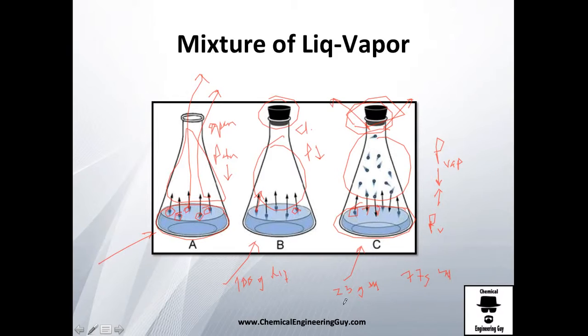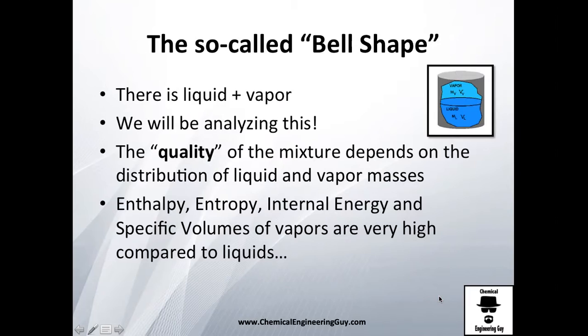So what is exactly this? You're going to find out that this is 23% liquid and 77% vapor. And that's what we are very interested about. Wherever there's liquid and vapor, we're going to call this a mixture, in which the quality is the distribution of the liquid and vapor masses. We're going to see that in the next video, how we mathematically calculate the quality, but essentially it's just the amount of vapor divided by the total amount.